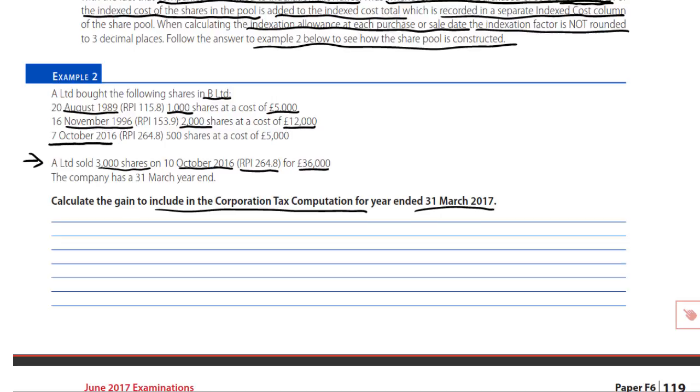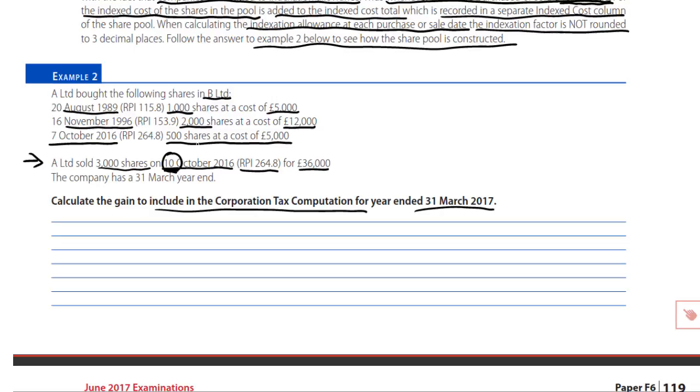7th of October 16. You'll note I'm being very precise because this sale was the 10th of October 16. So this 500 shares that were bought at a cost of £5,000, we can now see, well, they weren't purchased on the same day as the sale took place, but they certainly were purchased within the previous 9 days of that sale.